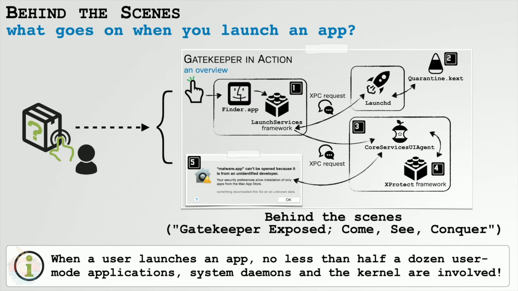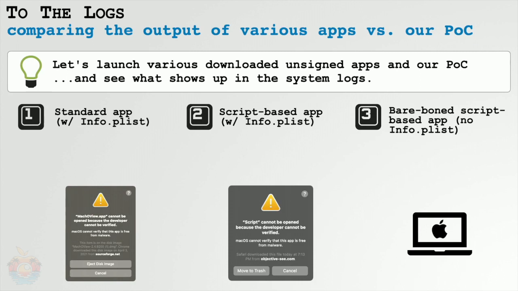Unfortunately, this was somewhat difficult because when a user, or someone like myself who's researching a flaw, double-clicks an application, a myriad of system components come into play behind the scenes. No less than half a dozen user mode applications, system daemons, and even the kernel get involved in parsing, processing, and ultimately launching the application. So the question was, which one of these components was flawed?